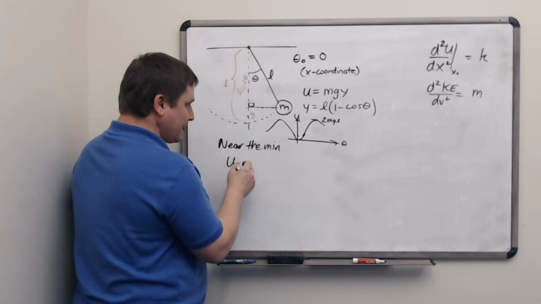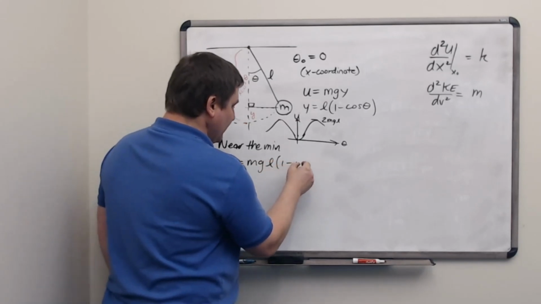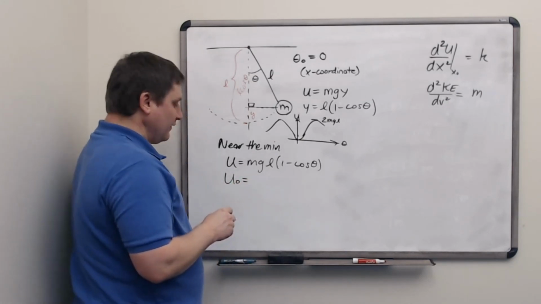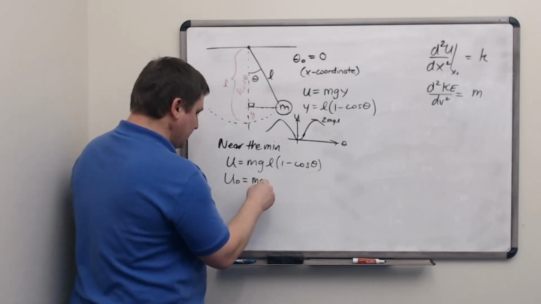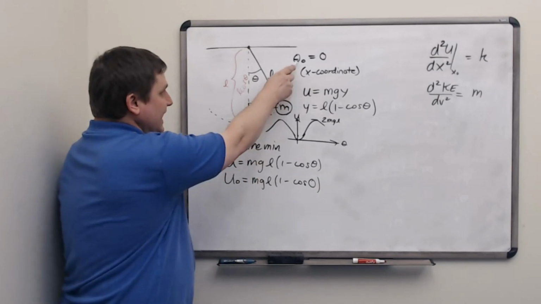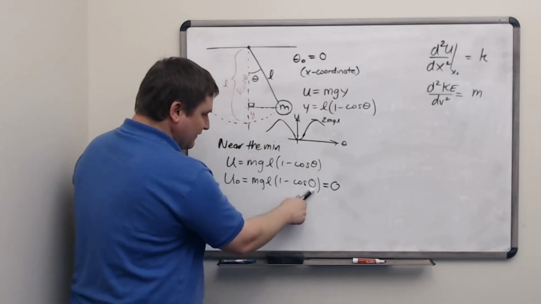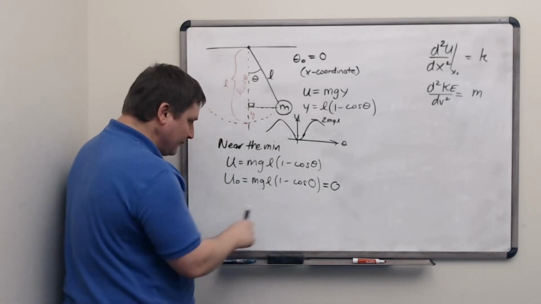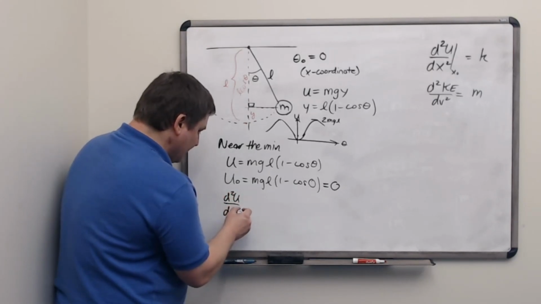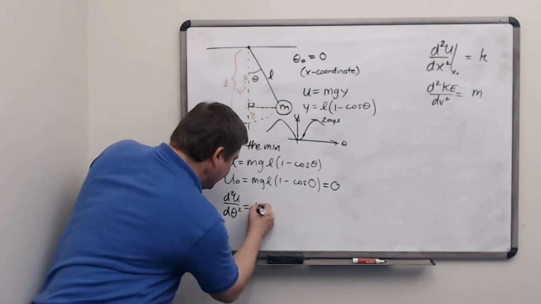So U will be exactly equal to mgl times 1 minus cosine theta. The U0 value is when we have theta plugged in at the point of the minimum. So that's just going to give us 0 because cosine of an angle of 0 evaluates to 1. 1 minus 1 is 0. Our second derivative, though, now with respect to theta, because that's acting as our coordinate, we'll have the mgl in front.